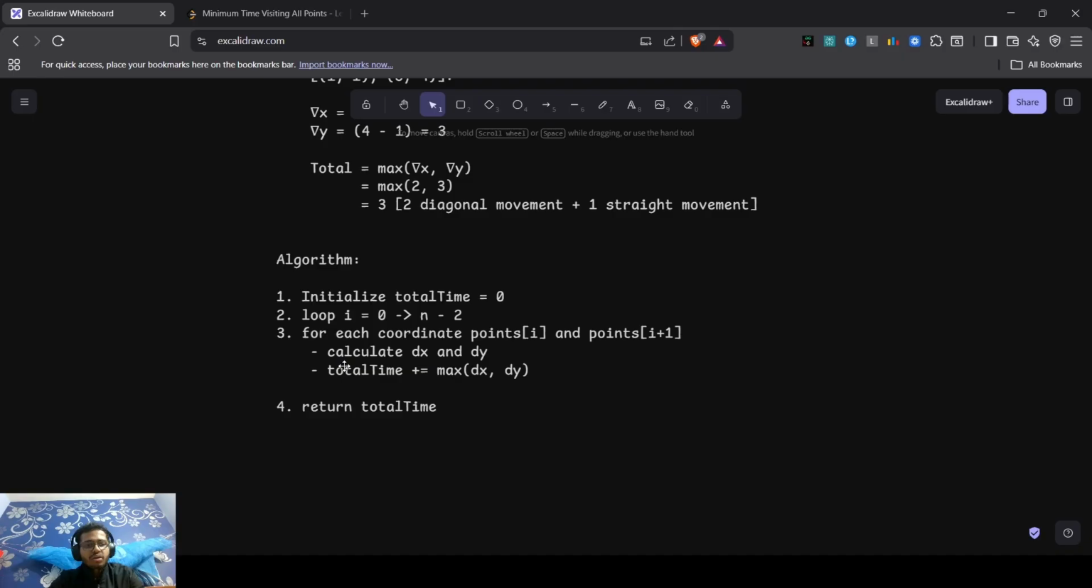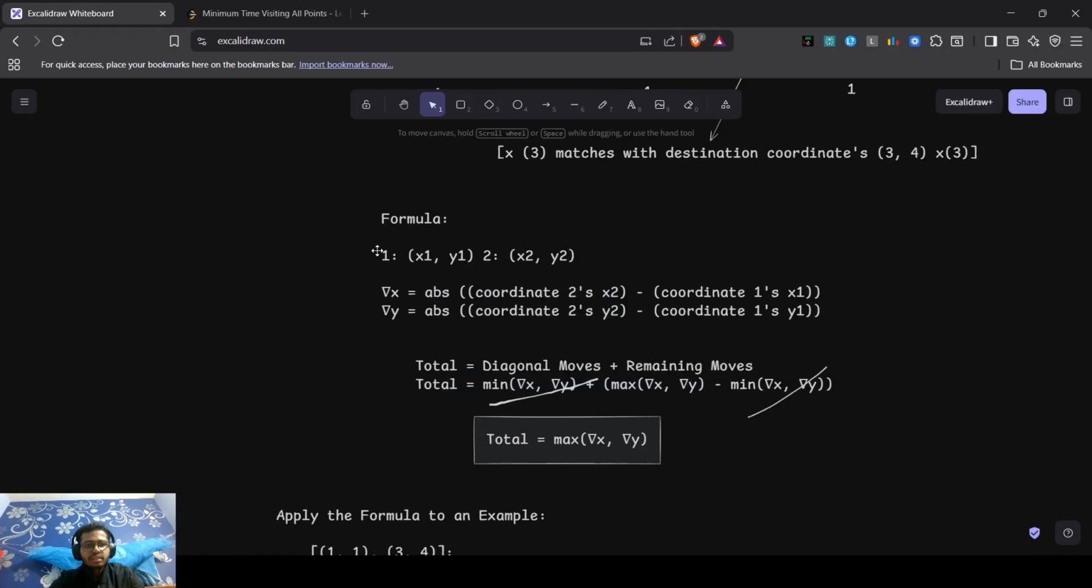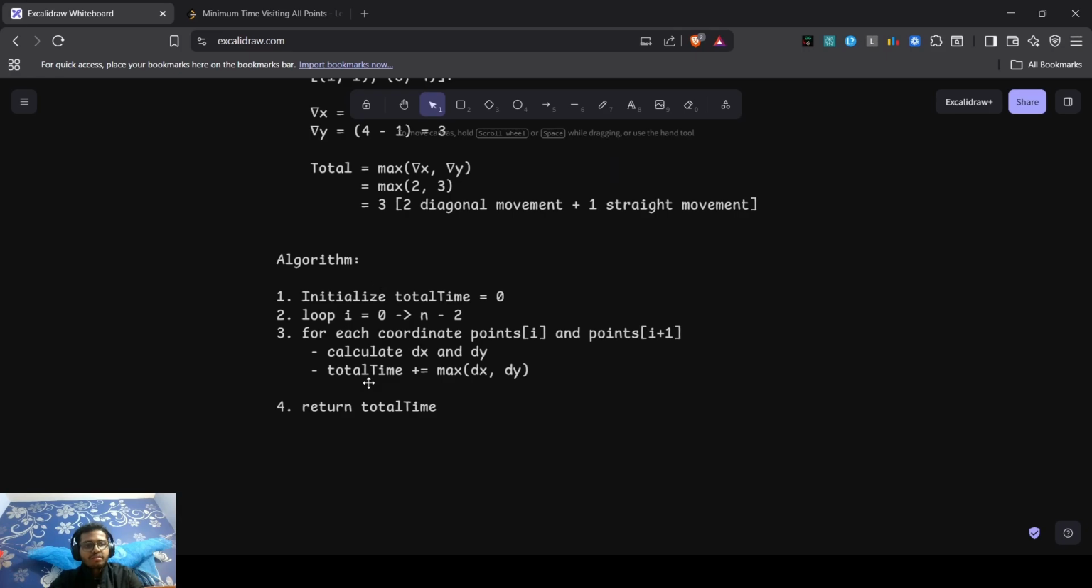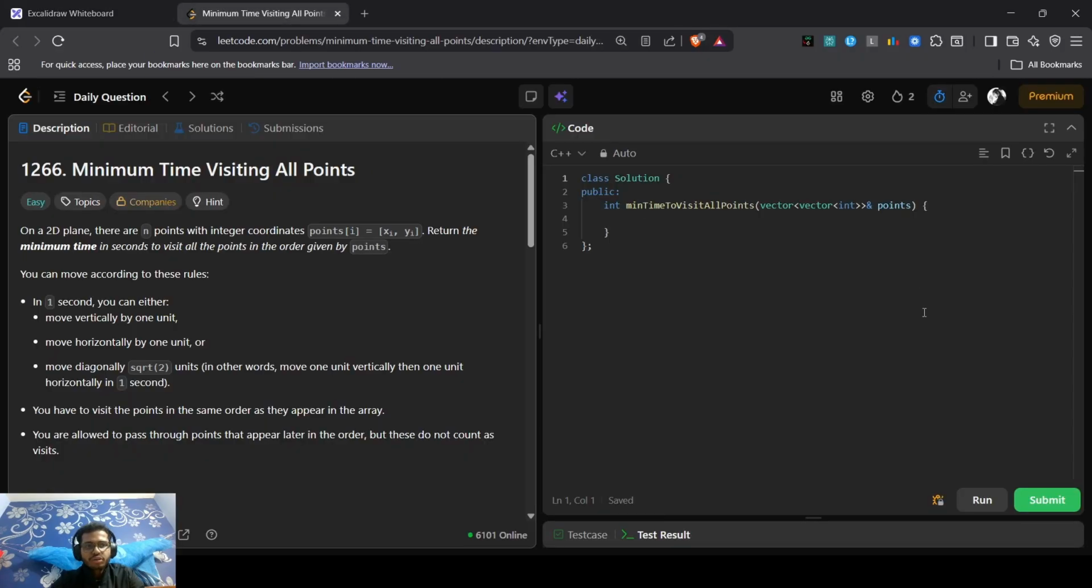So then calculate the dx and dy. We just have calculated this like this, and the total time plus equals the maximum of dx comma dy. So the local maximum is just added up to the total time, which is the global minimum, and we return the total time. So it's a greedy approach. Let's see if we can code it up or not.